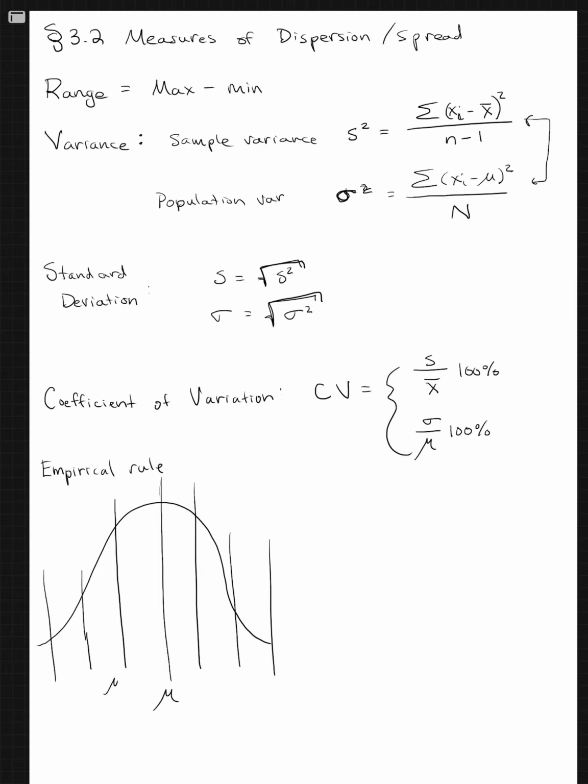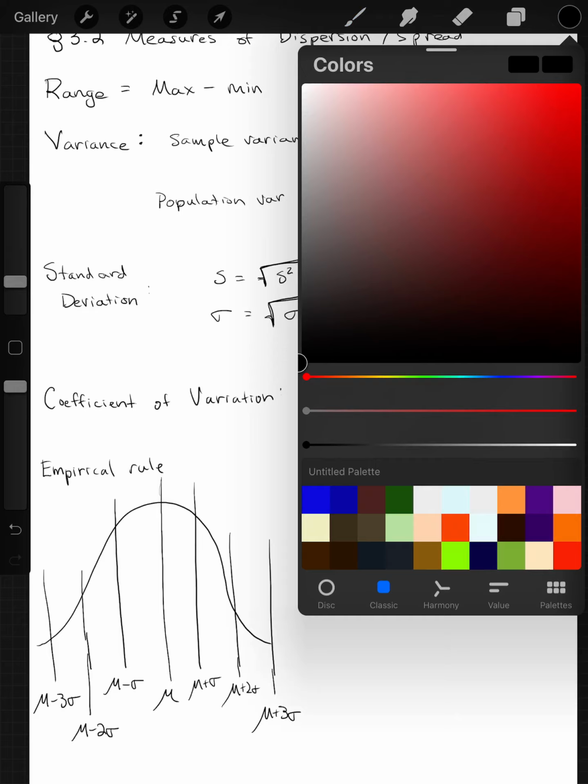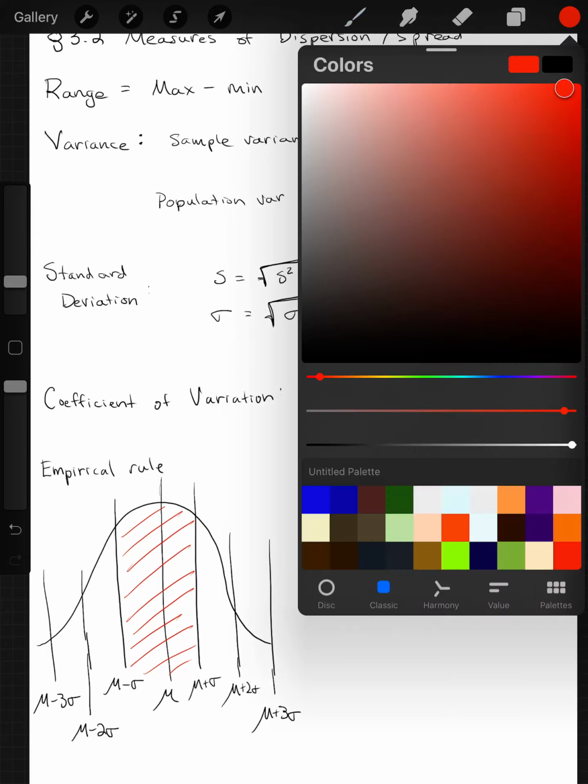Alright, I'm going to have all sorts of bars here. So this is going to be one standard deviation out. This is going to be 2 standard deviations out. And this one's going to be 3 standard deviations out. Right. Then it turns out that we know that this is approximately 68% of the probability.